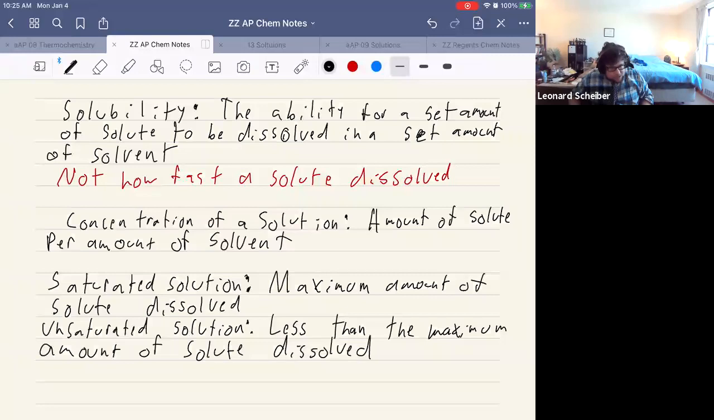Yes, a solution, a glass of water. I guess a glass of water would technically not be an unsaturated solution. And you're now going to tell me why. Thank you.